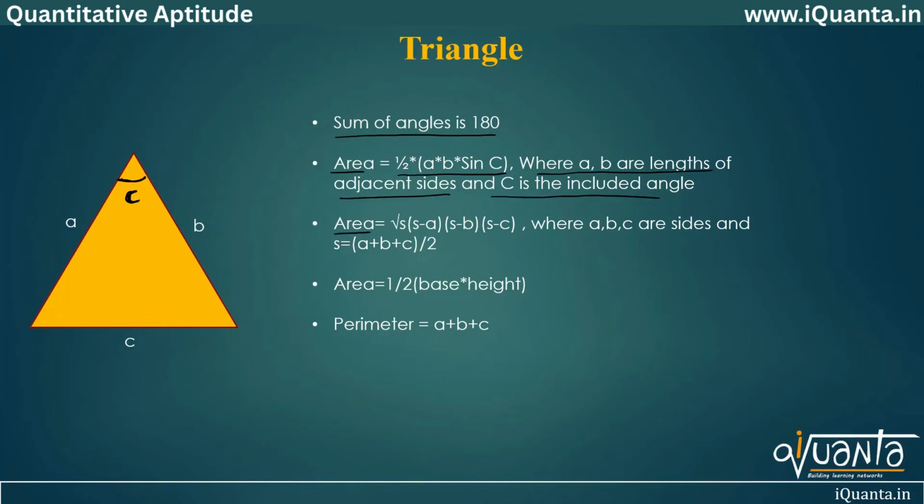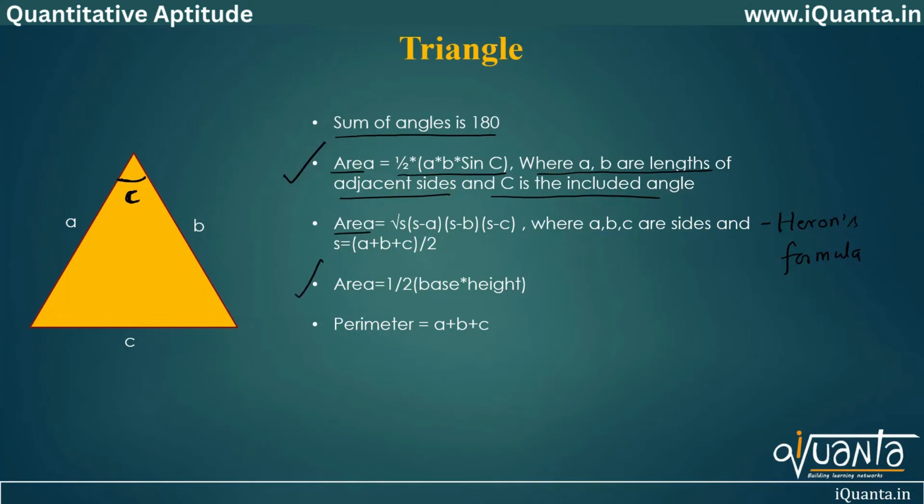After that, area of a triangle can also be given by this formula, under root s(s minus a)(s minus b)(s minus c), which is nothing but Heron's formula. This is also called Heron's formula. This is useful when you have all the sides of a triangle, and the previous formula is useful when you have 2 sides and the included angle between them.